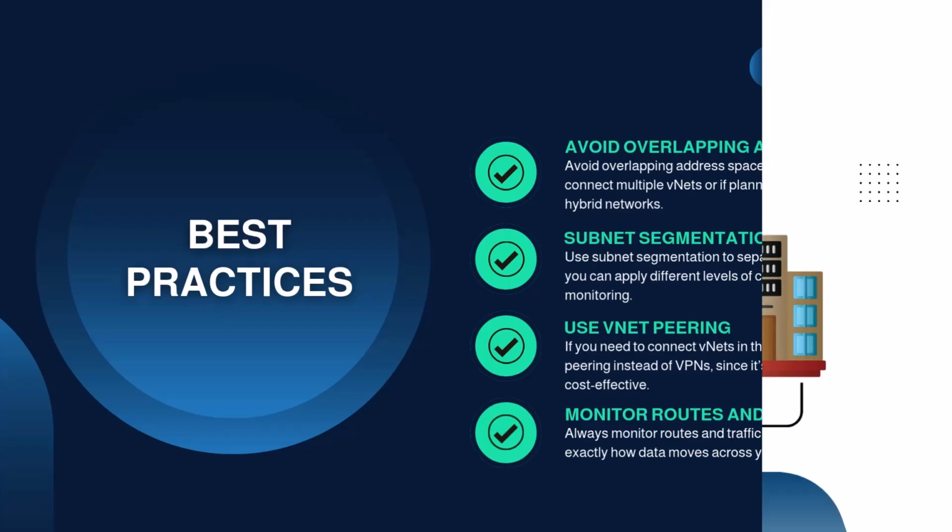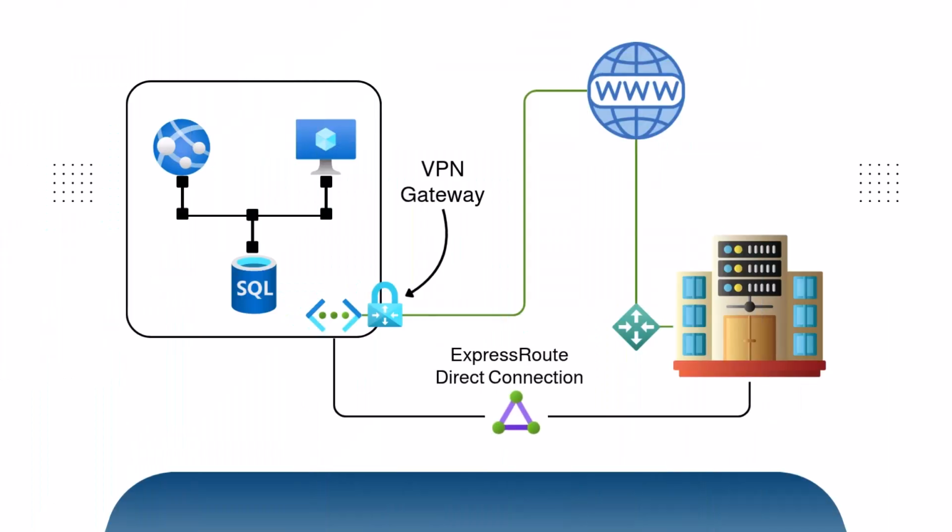In short, an Azure Virtual Network is a private, configurable network in the cloud. It gives you control over addressing, routing, and security, all built on Microsoft's global infrastructure. As you'd expect, understanding VNets is an essential step toward building secure, scalable architectures in Azure.